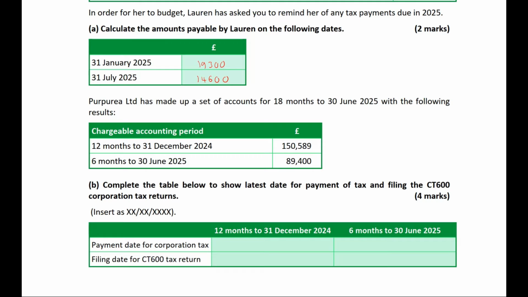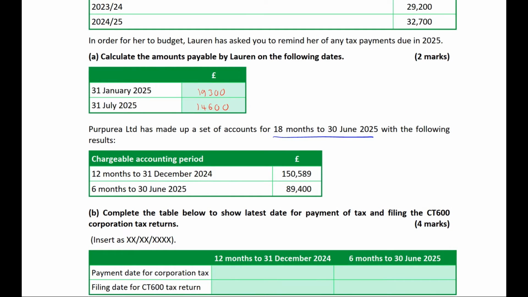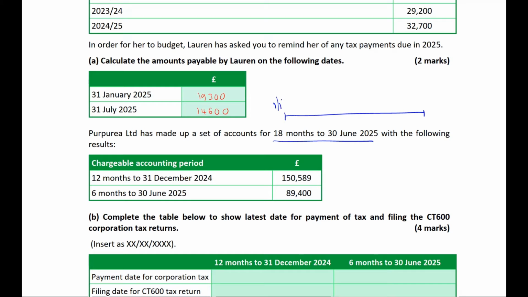Okay, good. Next one, interesting little task here, dealing with company tax. So Per Perea has made a set of accounts for 18 months to June 2025. The first thing that pops into my mind there is, oh my goodness, it's a long period. So I have got 2 chargeable accounting periods.